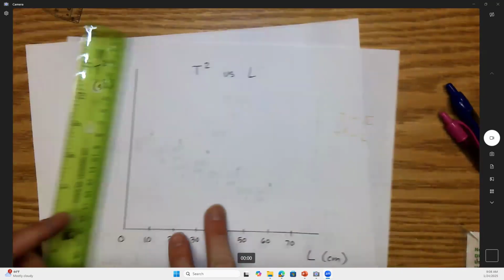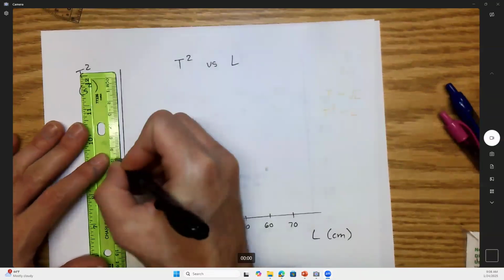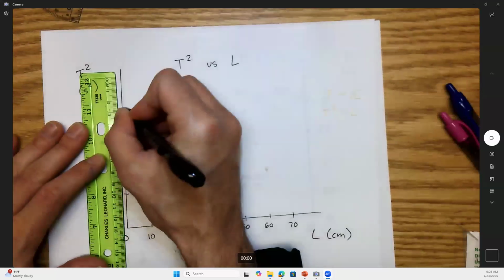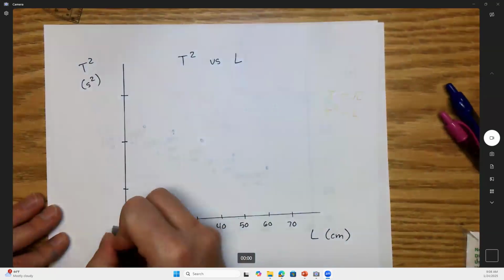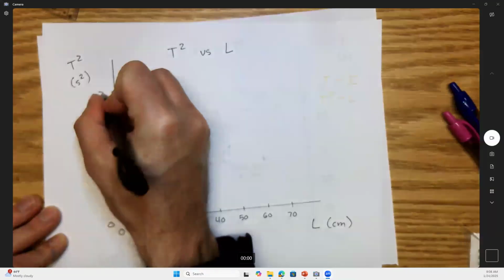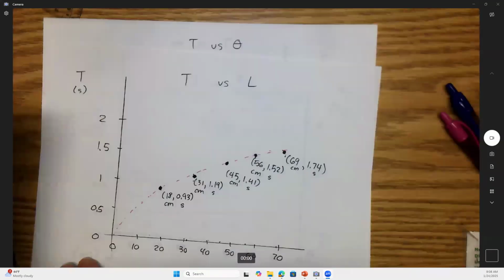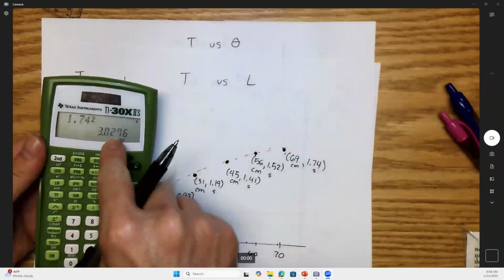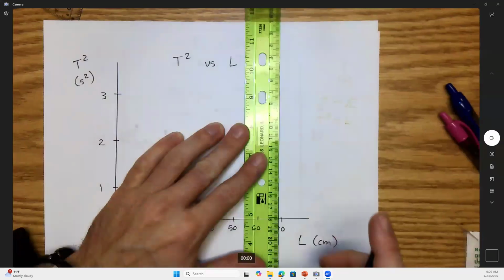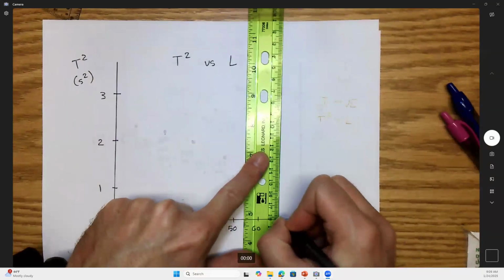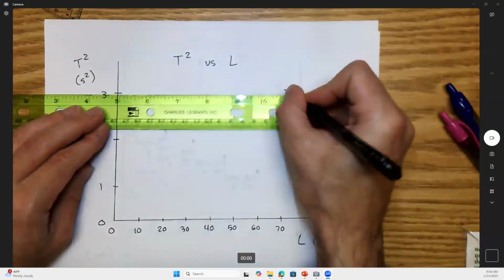So time squared, let's go 0, 1, 2, 3. And the point is going to be just a little bit above that. So 0, 1, 2, 3, and points a little bit above that. All right, so all the data points will fit on the space. First point at 69 centimeters, we'll call it 3.03 square seconds. So 69, 3.03, which is right about there.